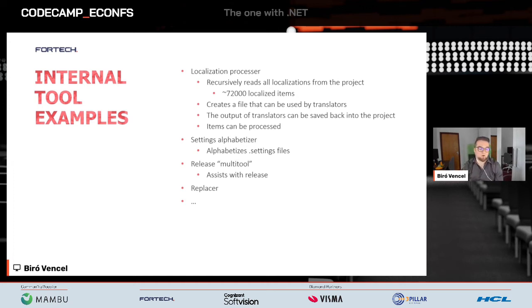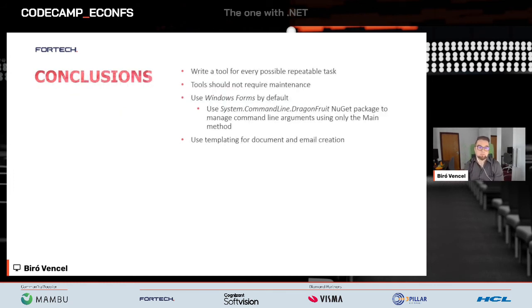There are tools like this on the market, but a decade ago, none of them were fit for our needs. Talk about irreversible evolution of software. We also have a separate application for alphabetizing our settings and config files, one to assist us with release tasks, and a replacer tool helping us with processing the VuePress generated code, as I have mentioned before. And as you can see, we use a lot of internal tools.